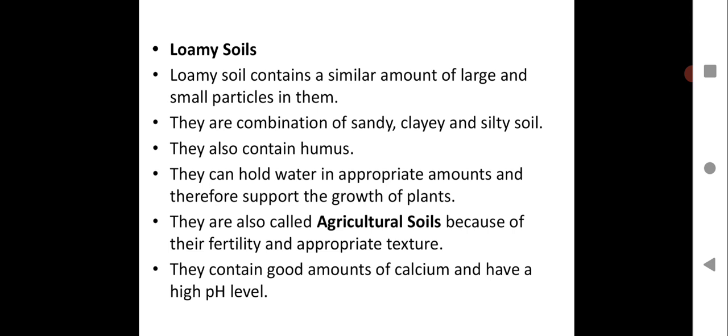They are mostly used in agriculture, therefore you call them agricultural soil, because of their fertility and appropriate texture. So texture also plays a very important role in whether that particular soil can be used for the crops. Loamy soils have a good scope, and that's why they are called agricultural soil. They contain good amounts of calcium and have a high pH value. So they are rich in minerals like calcium, and having a high pH value means they are more on the basic side. The nature is basic, not very acidic soil. I hope this concept is clear.